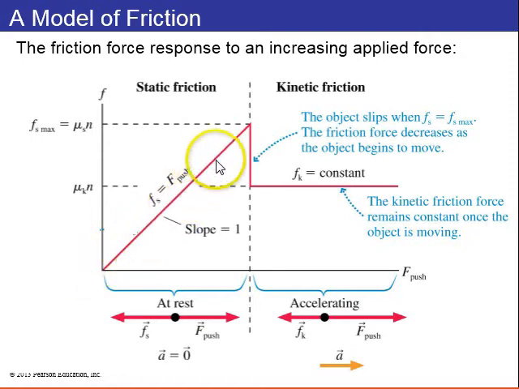Friction increases, increases, increases up to some maximum value. That's just when it starts slipping. Once she gets it going, the friction force suddenly decreases and becomes a constant value. No matter how fast it's going or how hard she's pushing, if it's sliding, the friction force is equal to mu sub k times n.